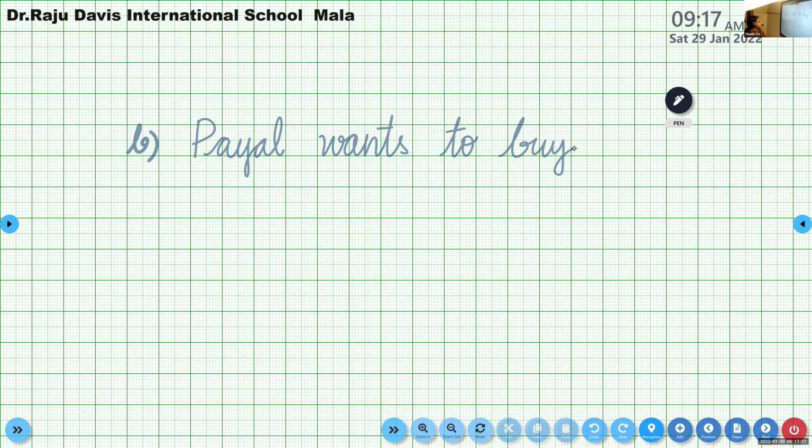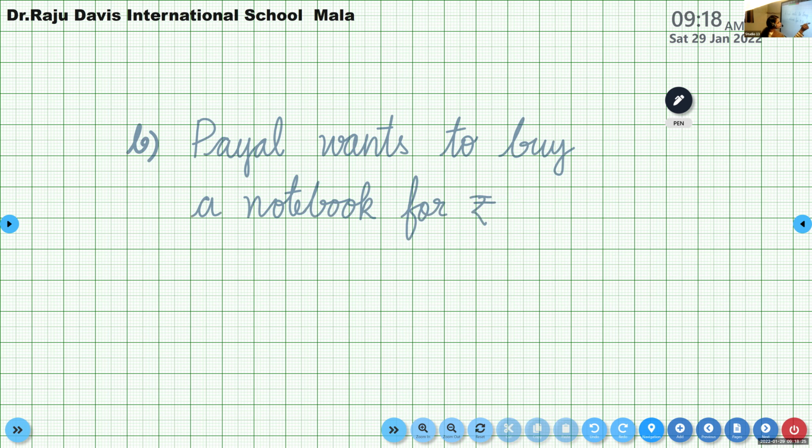Payal wants to buy a notebook. Payal wants to buy a notebook. P-A-Y-A-L. Payal wants. W-A-N-T-S. To. B-U-Y. Buy. Payal wants to buy a notebook. N-O-T-E-B-O-O-K. Notebook. ₹10. So the price of the notebook is ₹10.